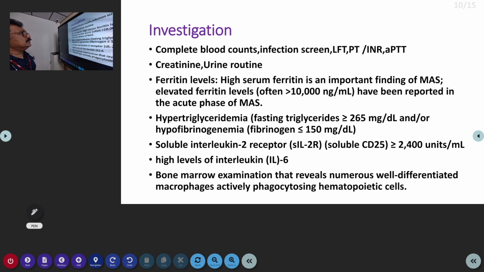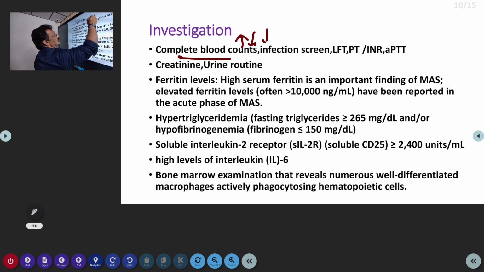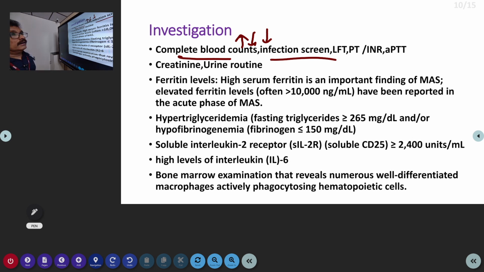Now, when we investigate a case of HLH or macrophage activation syndrome, we have to see the complete blood count. You can see WBC may be elevated or reduced. Platelet, mostly it will be reduced. Infection screen, like you can see the CRP, and you can see the blood culture, chest X-ray, urine routine, urine culture, procalcitonin, all these things can be done. PT INR, APTT should be done. For renal function test, we can go for creatinine, urea.